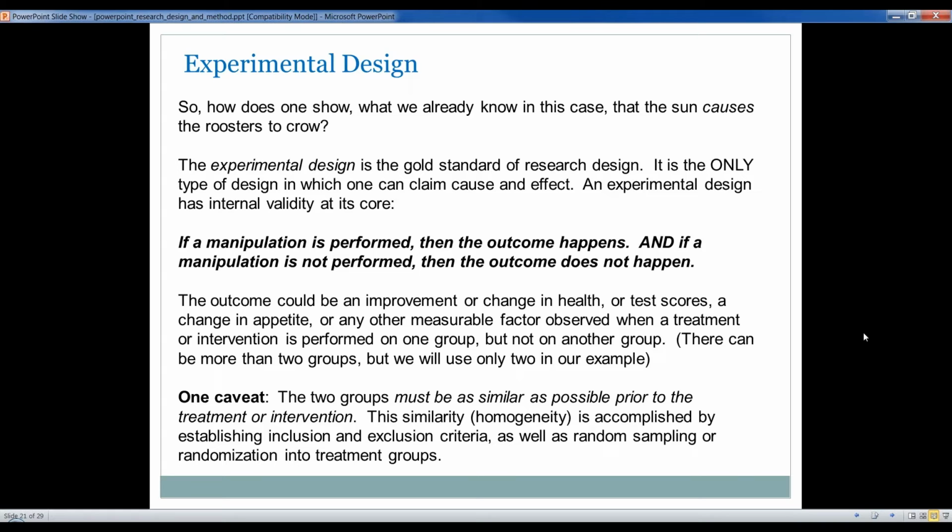The experimental design is the gold standard. It's the only type of design in which one can claim cause and effect. An experimental design has internal validity at its core, which means that if a manipulation is performed, then the outcome happens. And if a manipulation is not performed, then the outcome does not happen.